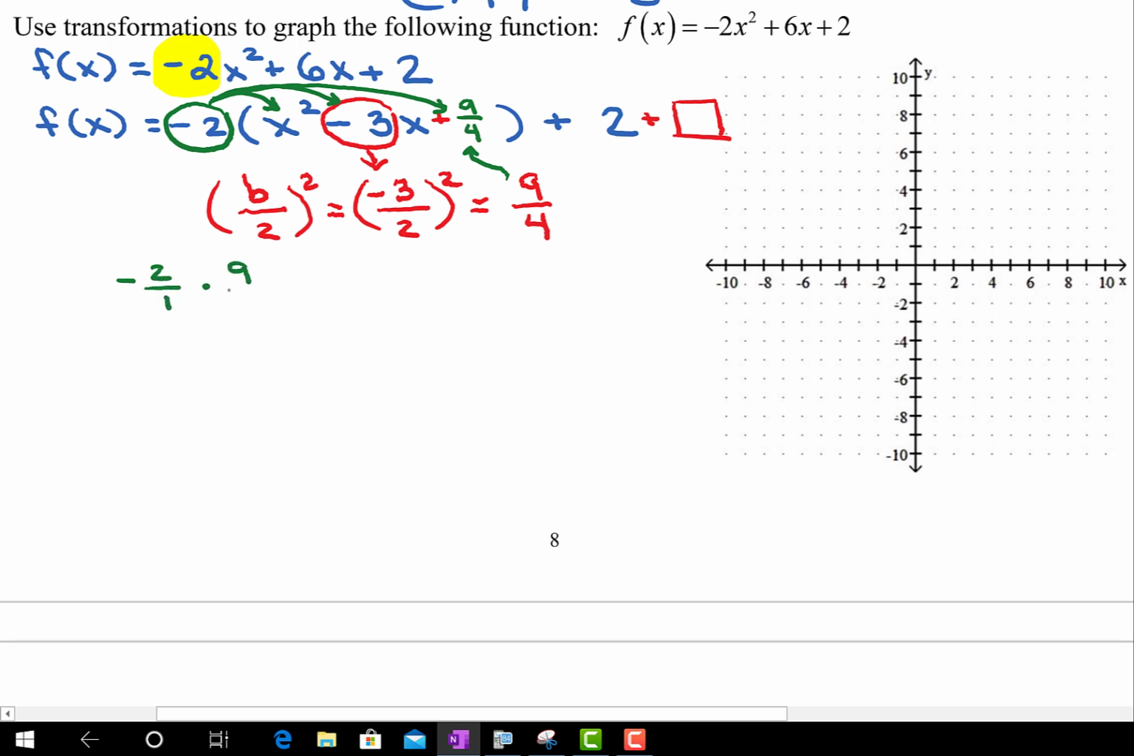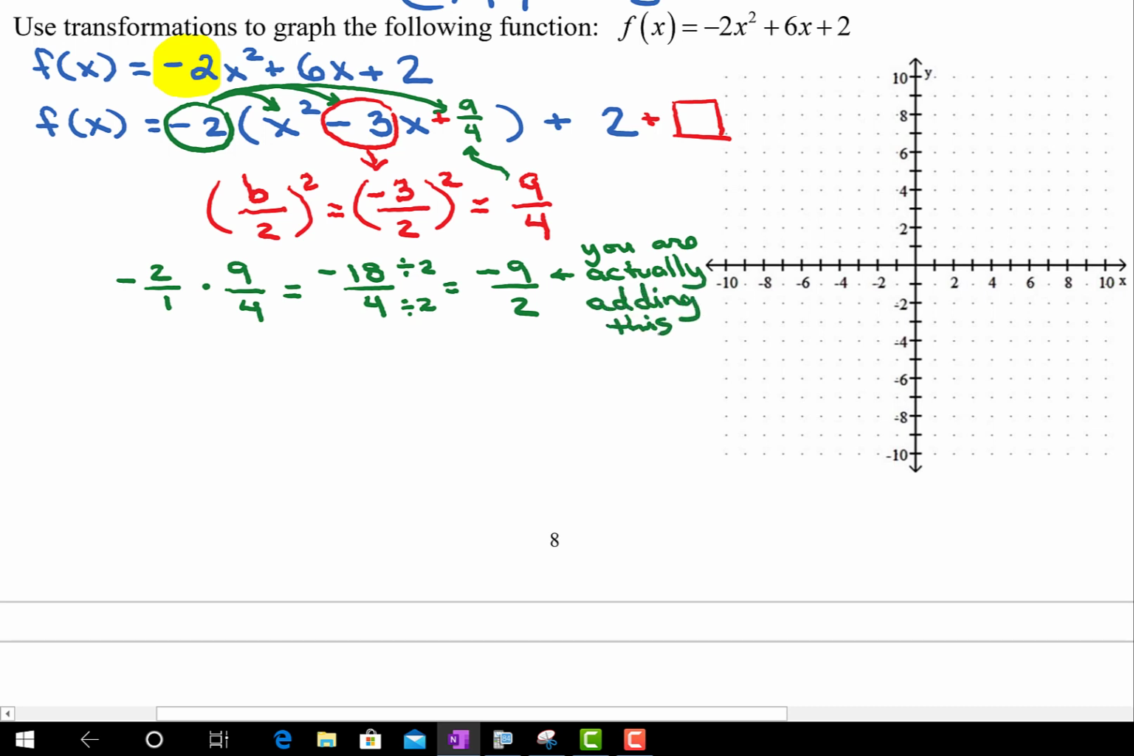So let's go ahead and multiply. Negative 2 times 9/4 is going to give me negative 18/4. And if I reduce that, divide by 2 in the numerator and denominator, I get negative 9/2. So this number is what I'm actually adding, a negative 9/2. So in order to maintain this as an equivalent equation, we need to add the opposite of this value. The opposite of a negative 9/2 is a positive 9/2.